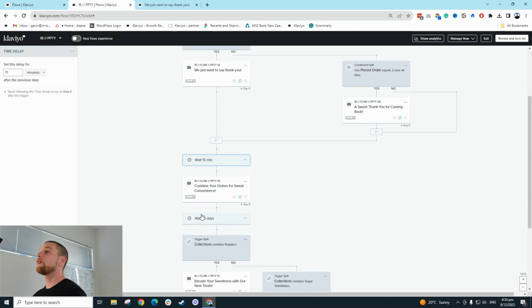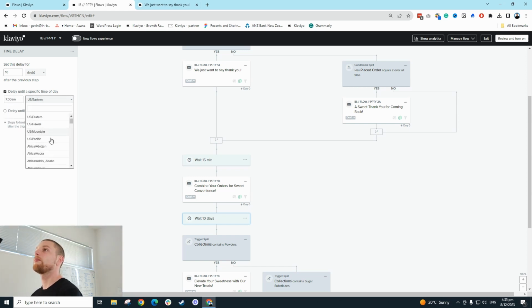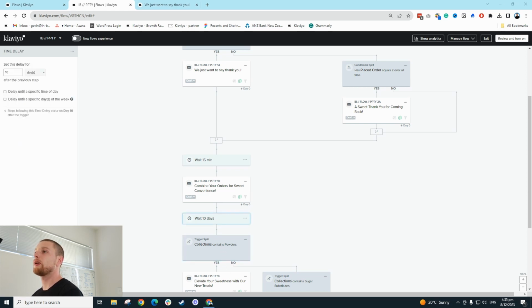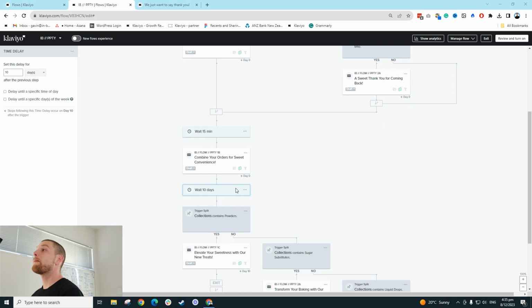Now, this is important for you to calculate. We've got a 10-day delay here, and I'm actually going to delay it to 7 a.m. because from what I understand, based on this client's previous information to me, 7 a.m. is the best time to send emails. So we're going to delay this to set 10 days and for it to be 7 a.m. Now, for some reason, it's not saving here because my face is in the way, but just imagine this is 7 a.m.